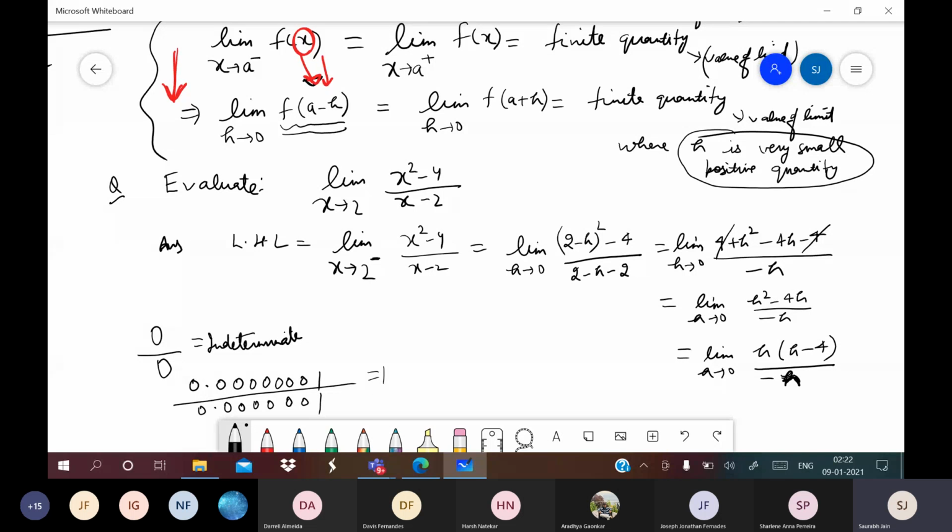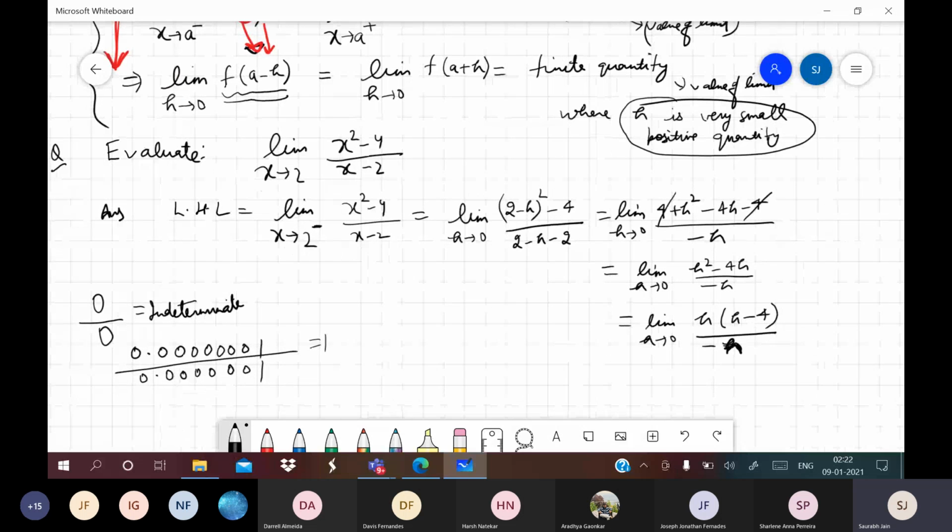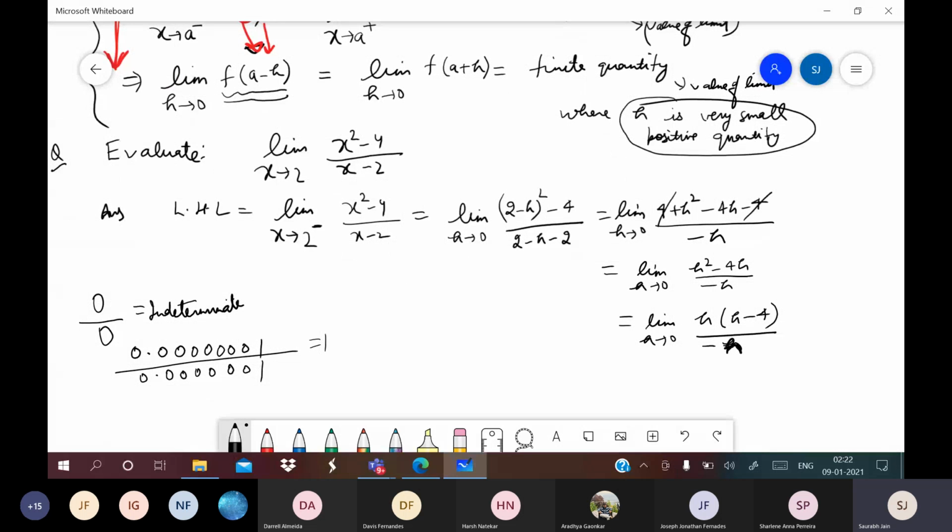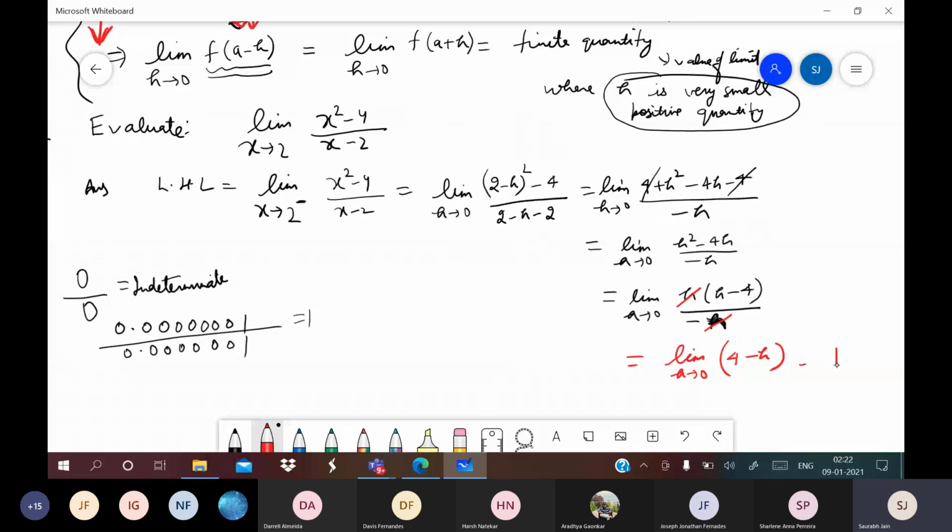Got it? Now the same situation is here in this question. h upon h. Now h is tending to 0. It is tending to 0, fine, but it is not 0, no? That means we can cancel this. Now what is left? Minus can be adjusted in the numerator, so it will be 4 minus h. Now try to understand that its answer will be 4.